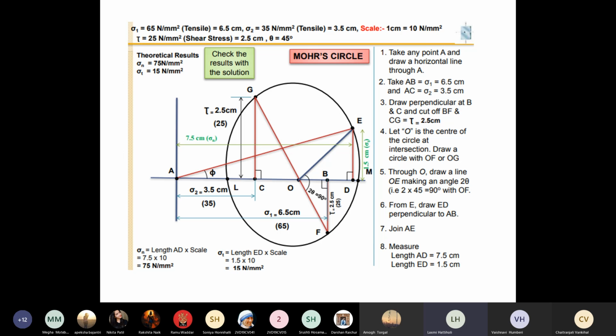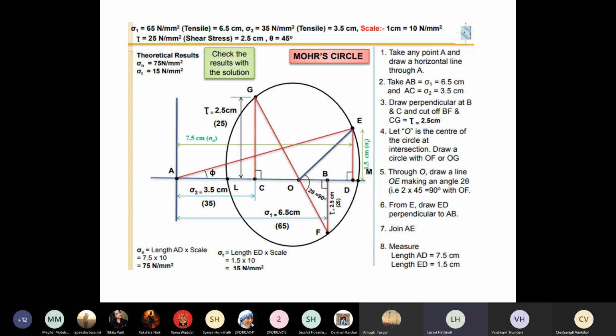Now, also the tangential stress. How do you get the tangential stress? If you measure the length ED, the length ED into scale, that is 1.5 centimeter, 1.5 into 10, you get 15 Newton per mm square. Once again, these two values coincide with my previous slide, that is the analytic method values. So this is all about the Mohr circle. All these results match my previous results.